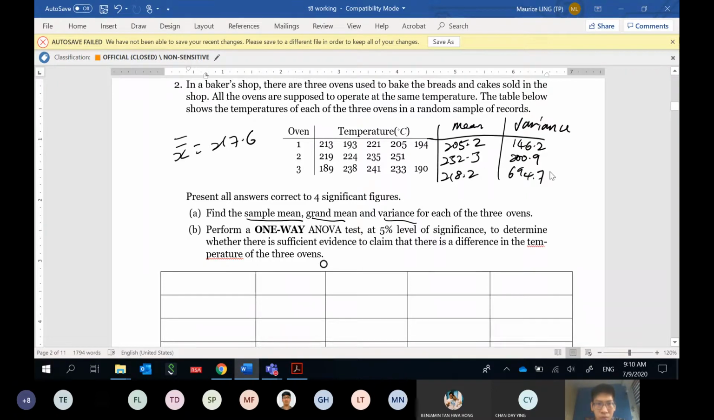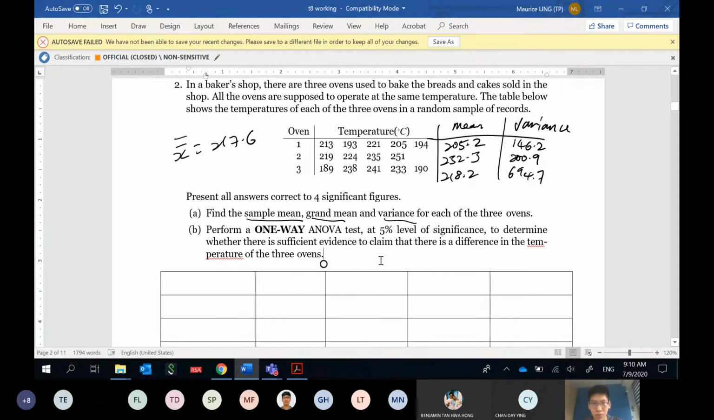Why? Because 205.2 comes from 5 numbers, and 232.3 comes from 4 numbers, so the weightage is different. If you just take the average of these 3 numbers, you'll get a different answer. So don't do that. Okay, so we found that out.